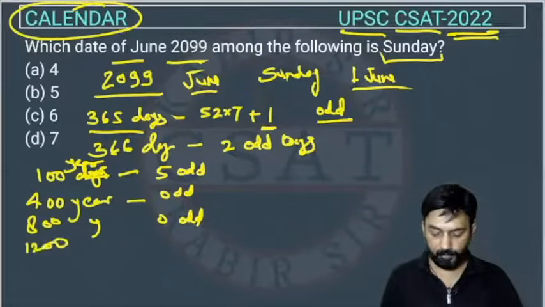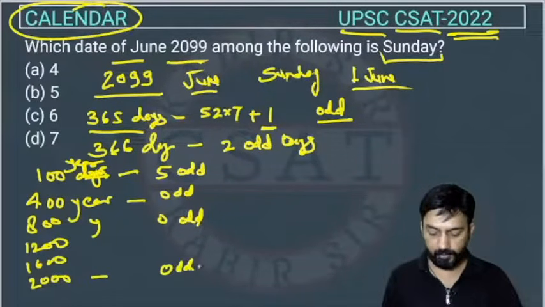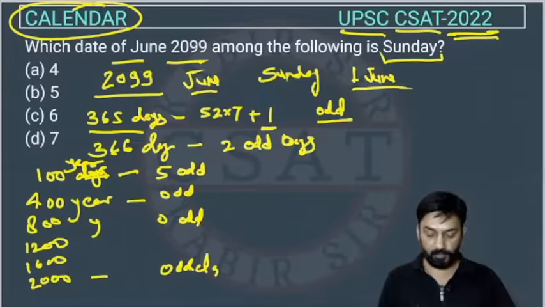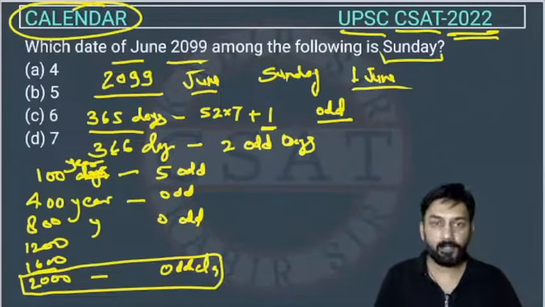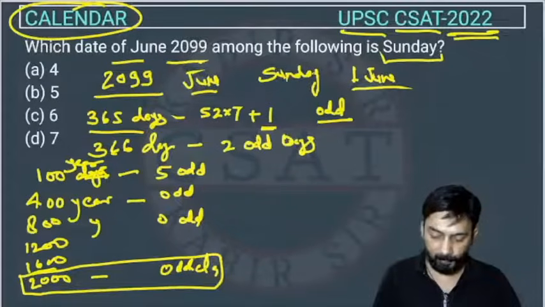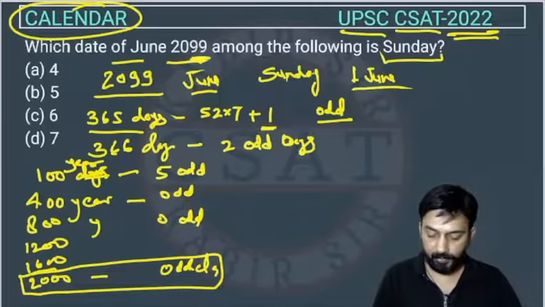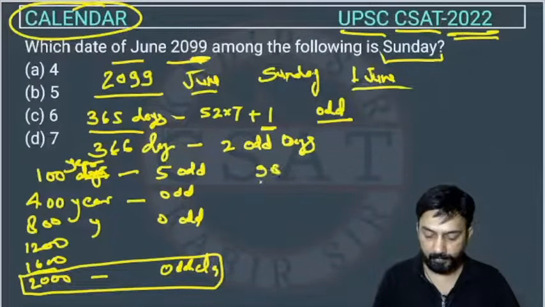Similarly, for 1200, 1600 and 2000, there will be 0 odd days, right? So now here we will use this. In 2000 there will be 0 odd days, right? So now we have to calculate for year 99, right? So before 99 there will be 98 years, right?